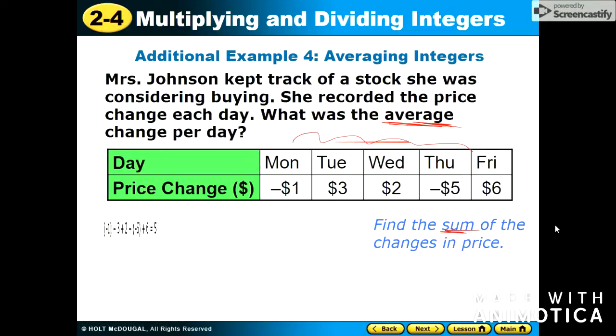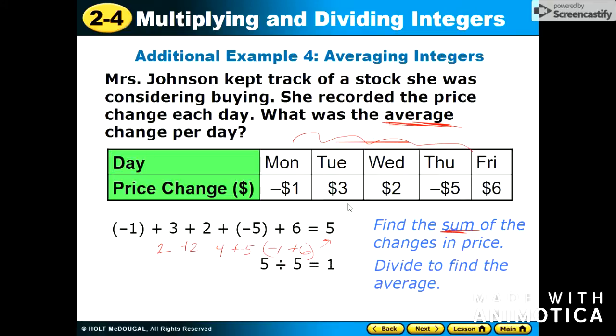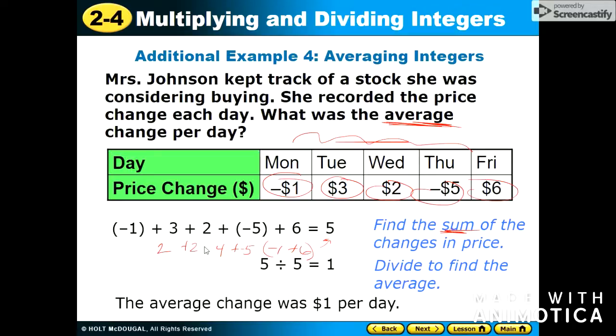Okay, so when we do that, we have to add those. Negative 1 plus 3 plus 2 plus negative 5 plus 6 would give us a total of 5. Let's just double check that. Negative 1 plus 3 is 2, plus 2 is 4, plus negative 5 would give me negative 1, plus 6, yep, will give me 5. And then divide that by the number of data points, 1, 2, 3, 4, 5. So added them up, which is 5, divided by 5 would give us 1. So the average change was $1 per day.